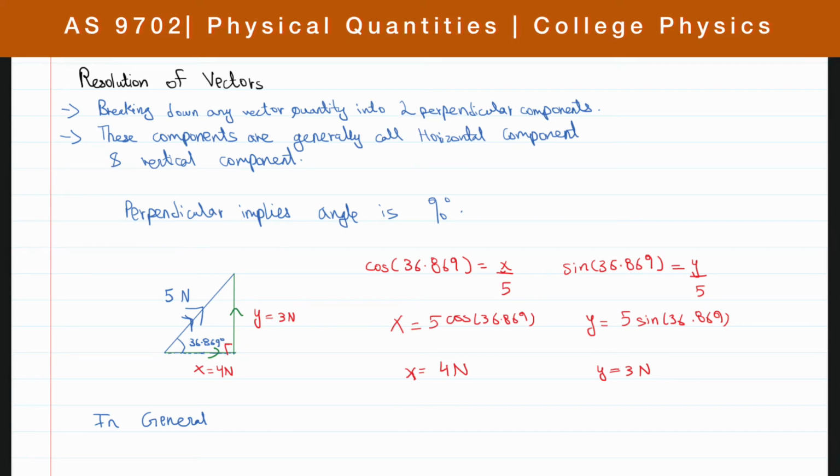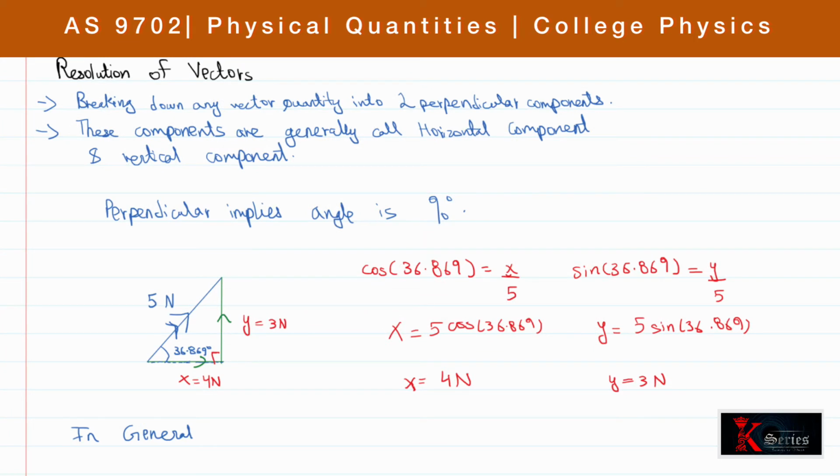But before we go deeper into the question, we're going to revise a few rules of mathematics, which are cos and sine. So what is sine? Sine is opposite upon hypotenuse, and cos is adjacent upon hypotenuse. So in this question, we have a vector which is 5 Newton, and we're going to be resolving it into its two perpendicular components, the horizontal component and the vertical component. So we know that this 5 Newton vector has an angle with the horizontal that is 36.869 degrees.